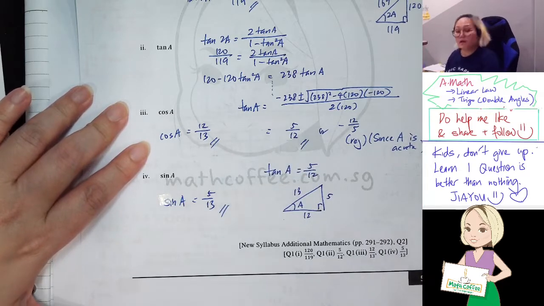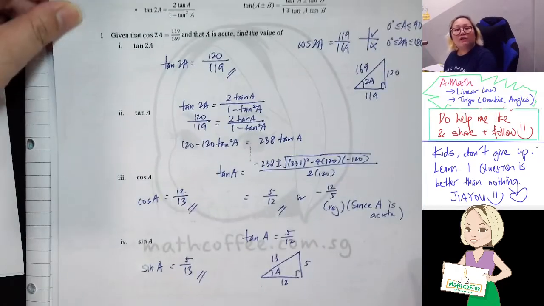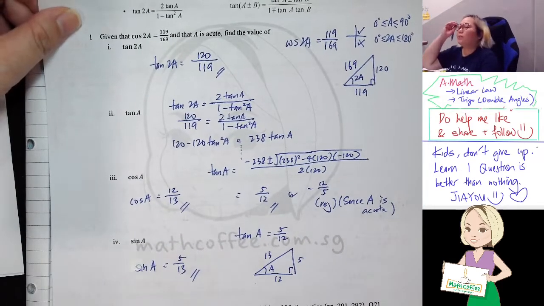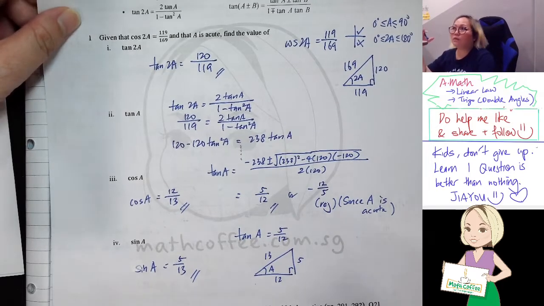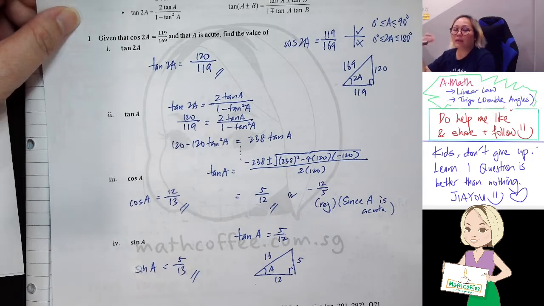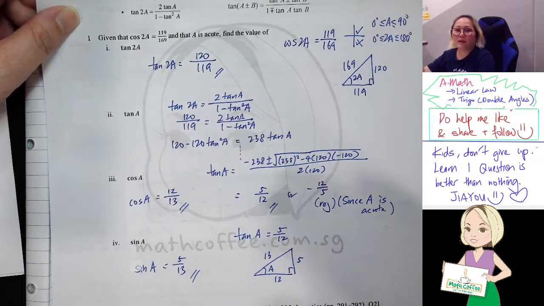And we are done. Okay, so in this question, it's not very difficult, it's very simple, still very basic. It's still just finding about a double angle and how you find single angle from double angle and how you find double angle from single angle.